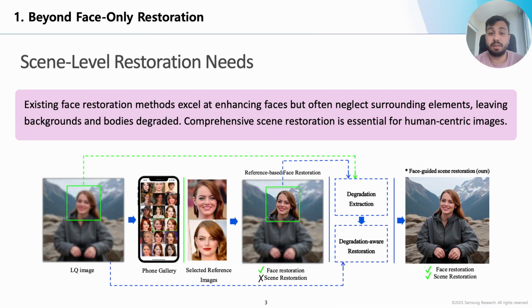Recent advancements in image restoration, particularly with diffusion models, have significantly improved perceptual quality and realism. Reference-based face restoration models excel at recovering high-fidelity facial details using clean reference images. However, these methods typically focus solely on the face, neglecting the surrounding scene. Real-world degradations often affect the entire image uniformly, not just isolated facial regions. This narrow focus limits the practical applicability of face-only restoration, leaving significant portions of an image degraded.